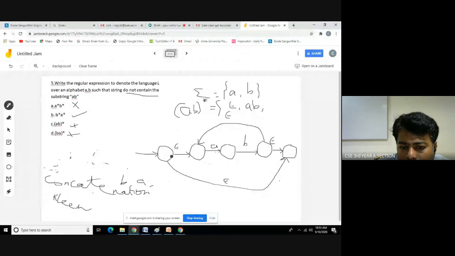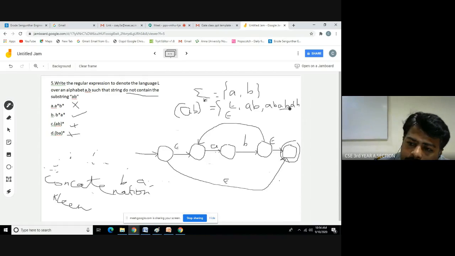So I can read it this way. This is the starting state and this is your accepting state. I read AB, and once again I can read AB. This type of string can be generated, so my substring AB should come in here. Thus (AB)* is not a valid answer. Everyone can understand AB star.